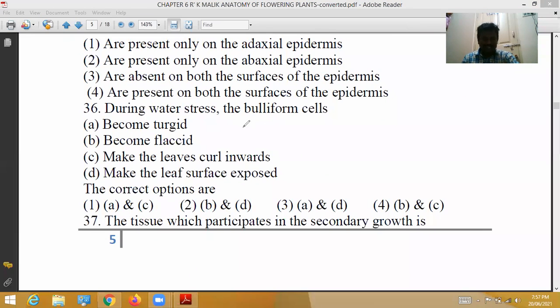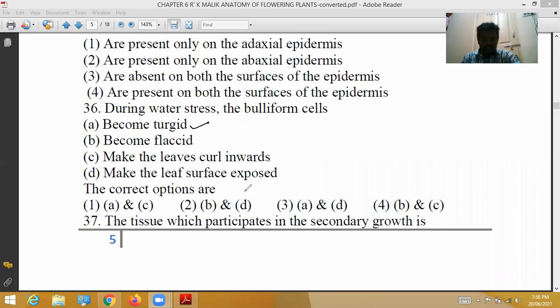Thirty-sixth question. During water stress, the bulliform cells: when water stress occurs, the bulliform cells become turgid, become flaccid, make the leaves curl inwards, or make the leaf surface exposed. Before discussing this, we have to understand that in grasses, certain adaxial epidermal cells, along with the veins, are modified into large, empty, colorless cells. These are called bulliform cells.